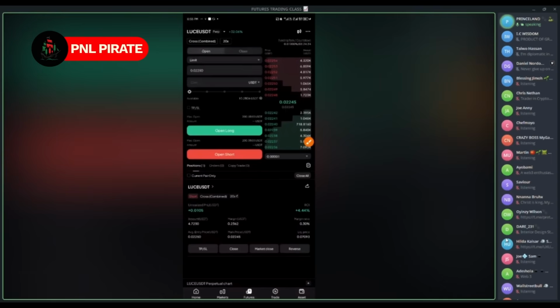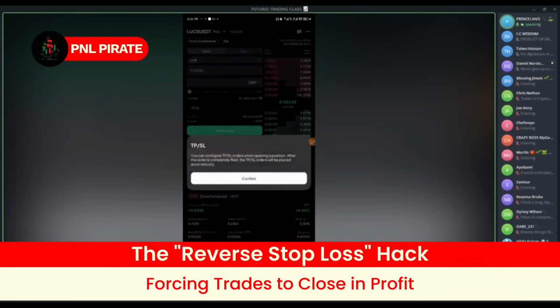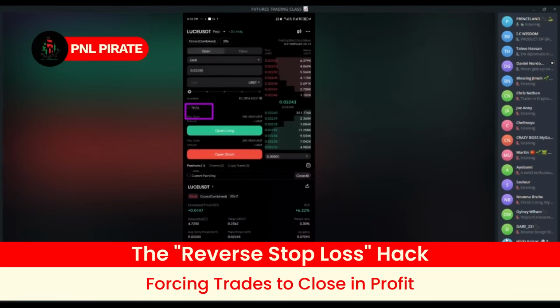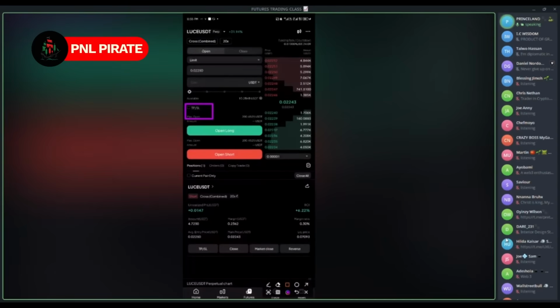Now, some of you will be like, I want to set stop loss. You come here. This is your stop loss button. You can see I've not even set it. This is my stop loss button here. Take profit and stop loss. If a trade is running, you can still take profit. You can still set a stop loss.